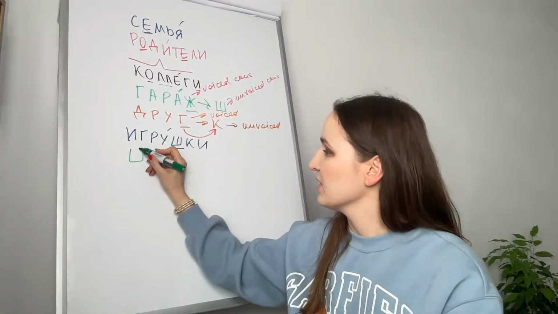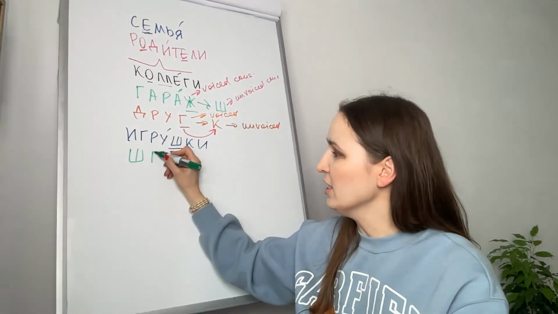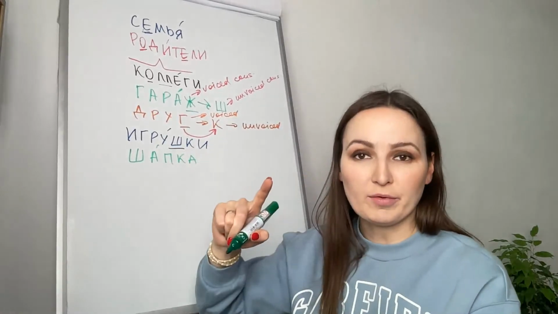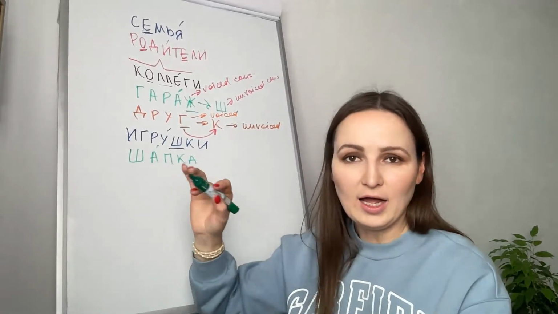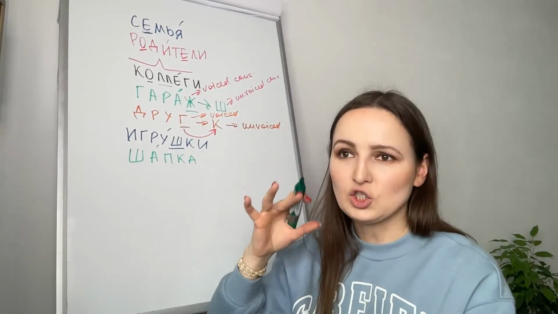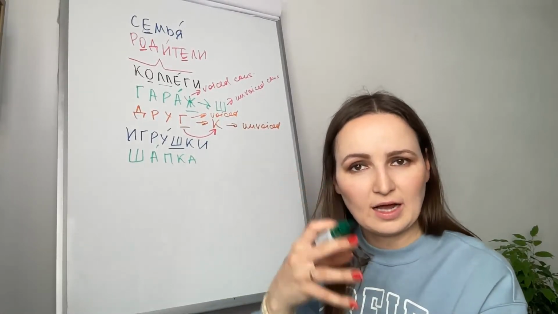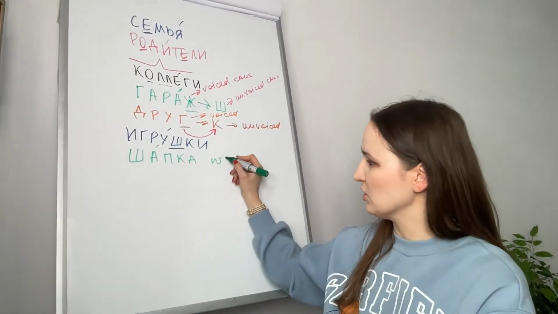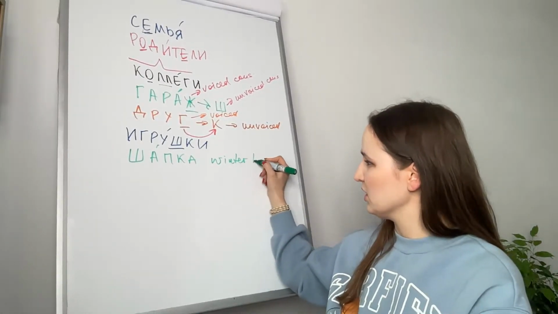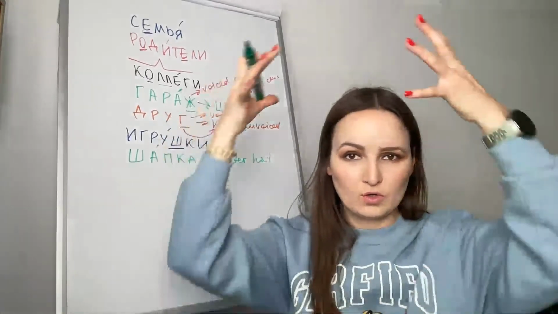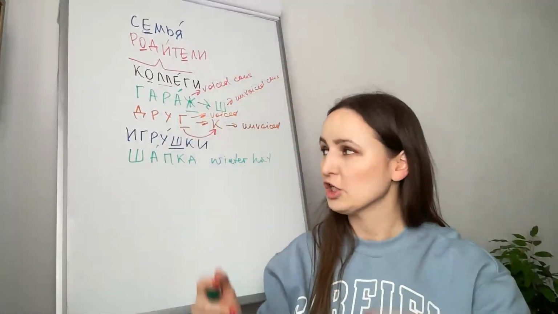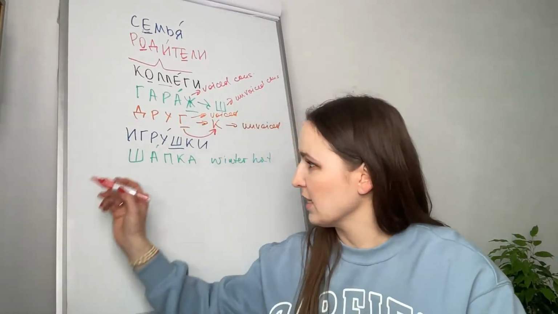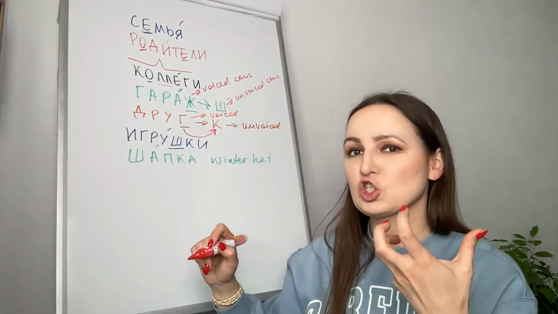Шапка. Another example with шапка. Again, ша has to really be pronounced deeper. Шапка. Шапка is a winter hat. You know this winter hat. Шапка. Дальше. Another example with ша is шарф.